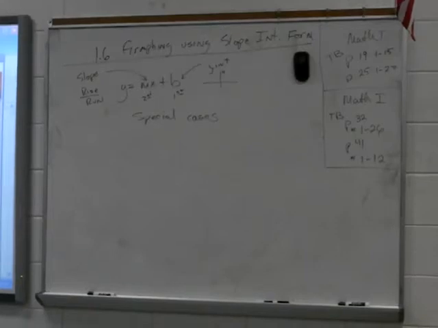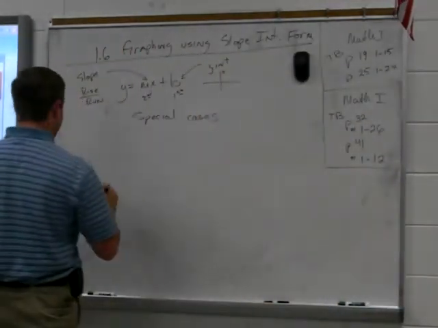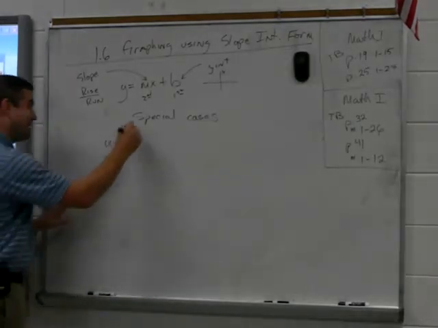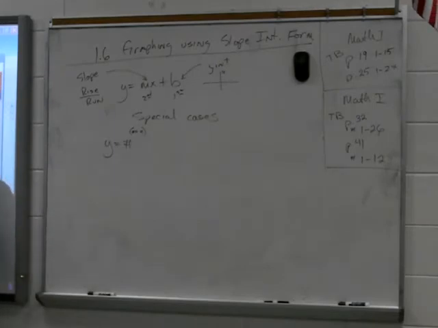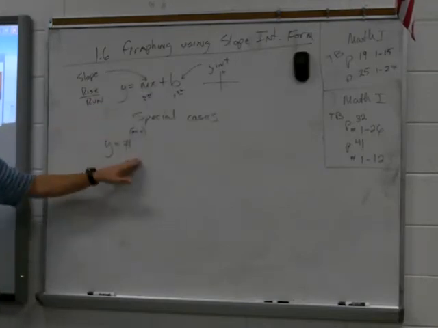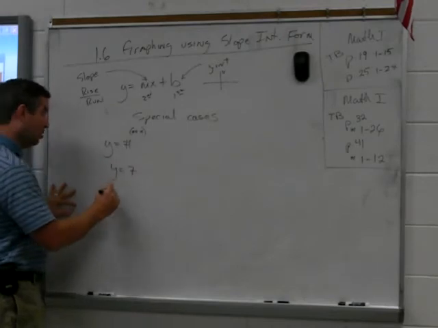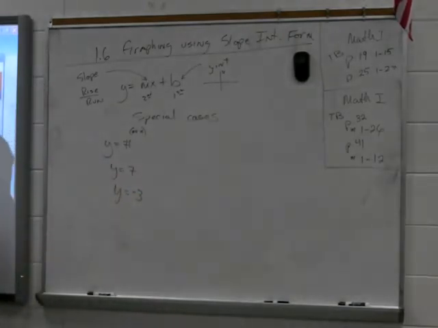All right, we're still talking about 1.6, graphing using slope-intercept form. We have two special cases, okay? The special cases are y equals a number, i.e. there's no x. You don't see an x and it's just y equals a number. That is a special case, okay? It doesn't really look like slope-intercept form, but we have to know what to do with that. An example would be y equals 7 or y equals -3. Okay, those are examples of this special case.